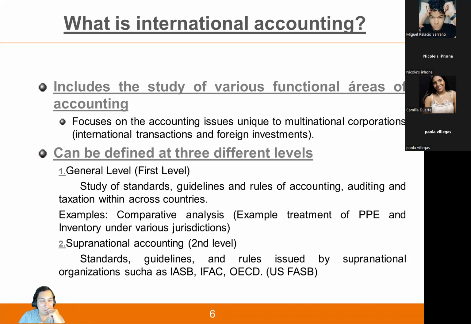Let me see if you remember that one. I don't know if you saw it, Miguel. The International Accounting Standards Board. Yes. And they issue something called IFRS. What is the US FASB? It's the same accounting standards board, but for the US, and they issue the US GAAP.